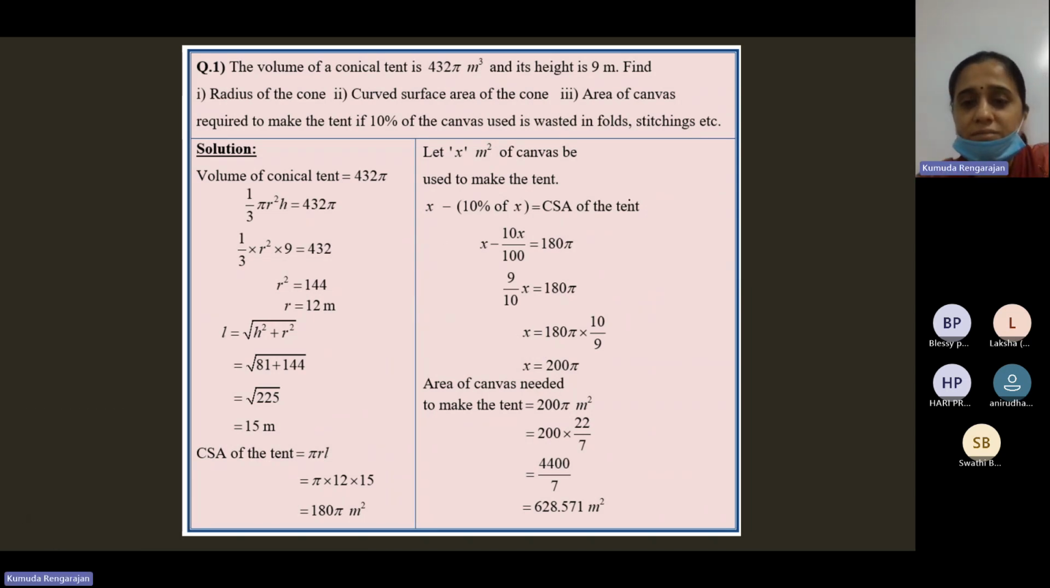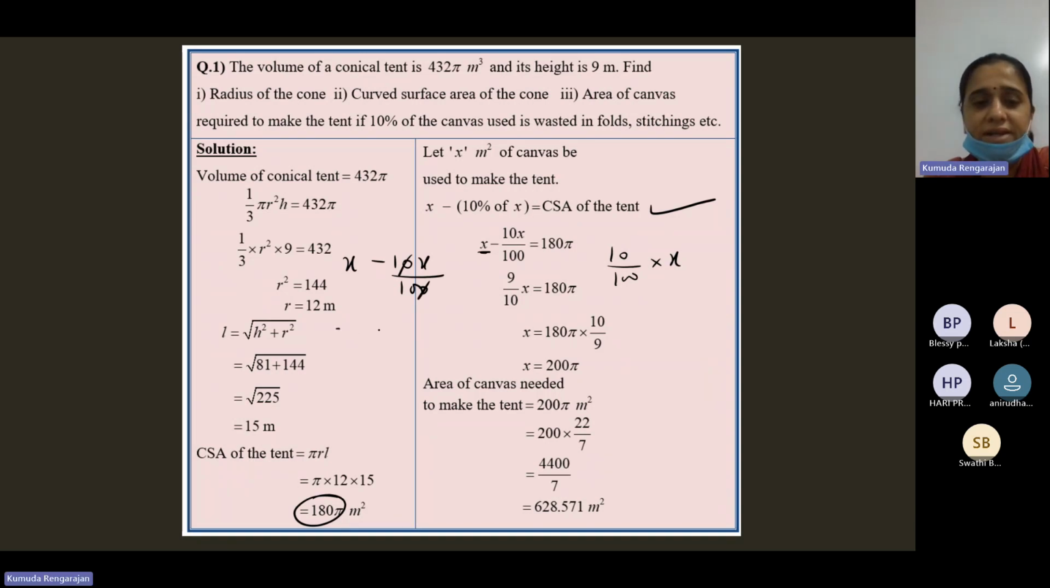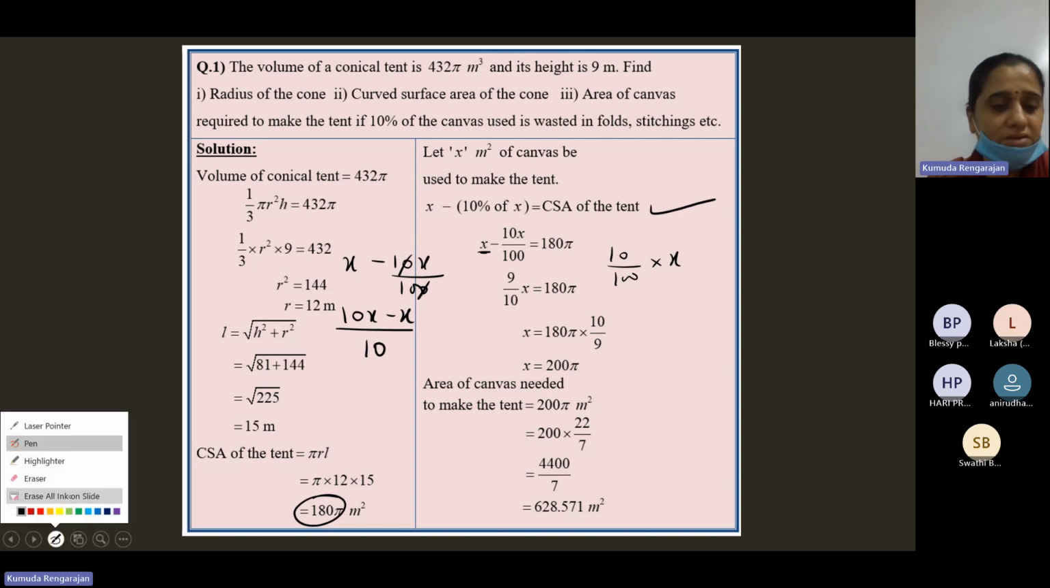So that's what I've written here. I buy X minus 10% of X, meaning 10 by 100 into X. Correct? That is 10X by 100 is equal to 180 pi. So then take the LCM. X minus 10X by 100. The 0 and 0 will get cancelled. Then 10 is the LCM. So you'll get 10X minus X. Maybe we can include that step for clarity.